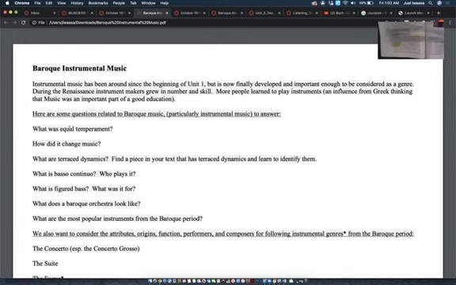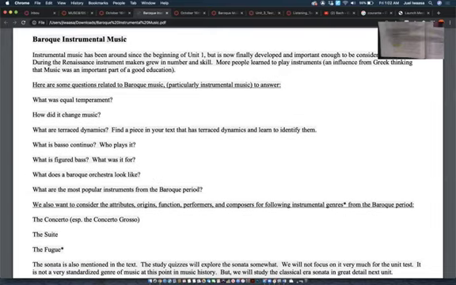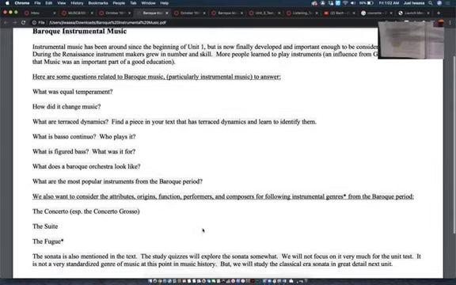So, answer these. What's equal temperament? See if you can summarize from the previous video explanations. What did it do to change music? I'll try and point some of those things out as we go along the way. Terrace dynamics. What's basso continuo and who plays it? We'll maybe talk about that today. What's figured bass? What's it for? What does a Baroque orchestra look like? There's actually an example or two in the videos that you'll see. And what are the most popular instruments in the Baroque period, which is where we're going to pick up.